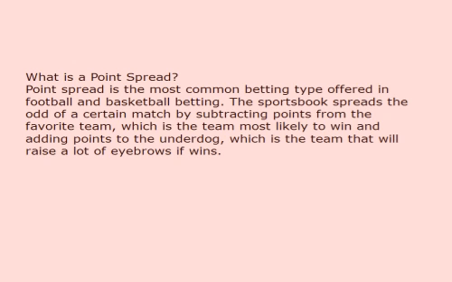What is a point spread? Point spread is the most common betting type offered in football and basketball betting. The sportsbook spreads the odds of a certain match by subtracting points from the favorite team, which is the team most likely to win, and adding points to the underdog, which is the team that will raise a lot of eyebrows if it wins.